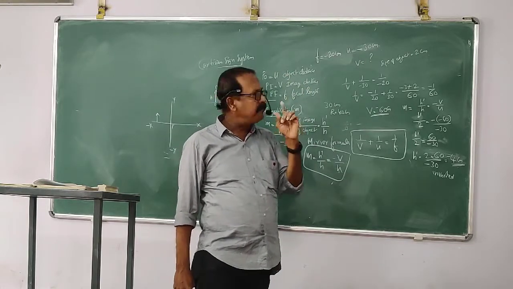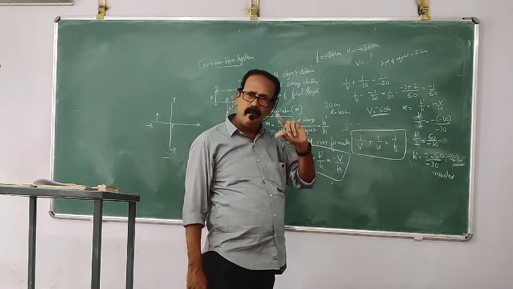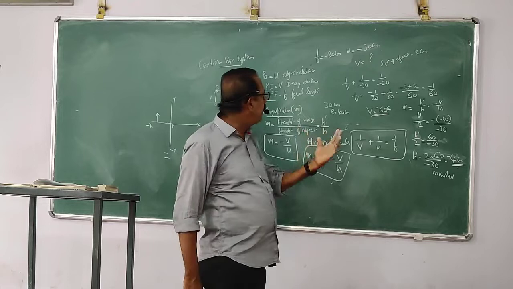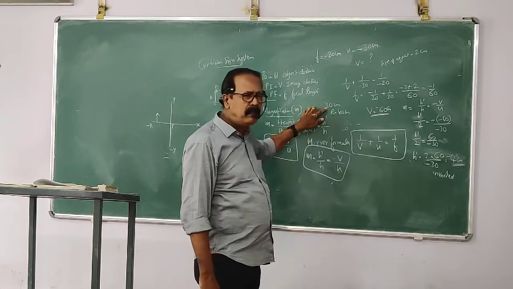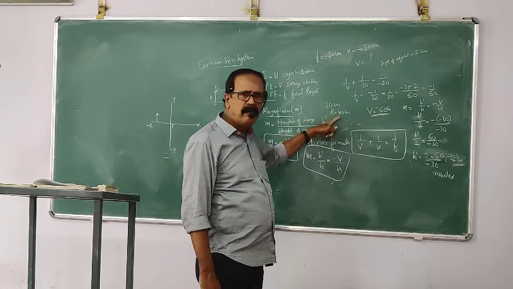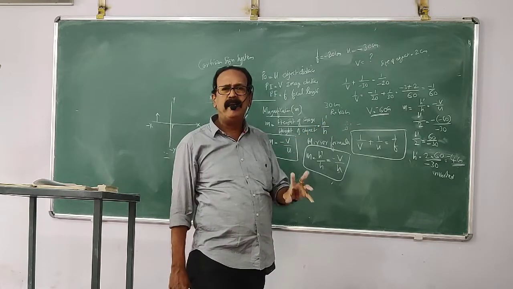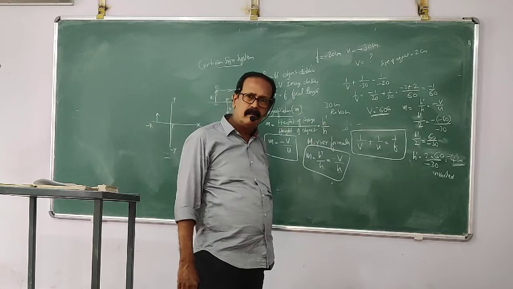An object of size 2 centimeter, height 2 centimeter, is kept in front of a concave mirror at a distance of 30 centimeter. The radius of curvature of the mirror is 40 centimeter. Find the position of the image and its nature is the question.